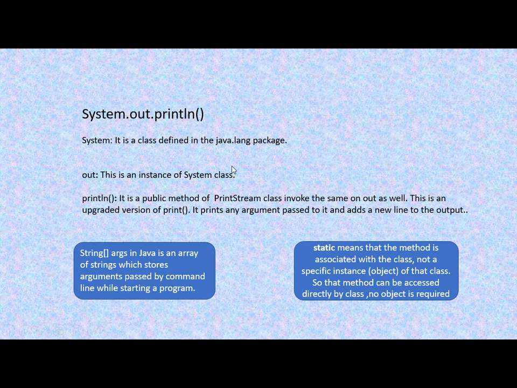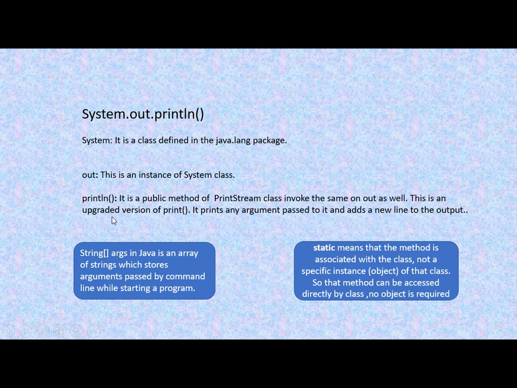To understand in detail about System.out.println, then String args and static, I have prepared some notes which you can go through. System is a class defined in the java.lang package. I will create a separate video for packages, which I told in the previous video also. Then the next one is out. This is an instance of the System class. Instance means object of the System class. And then we have println. This is a method of the PrintStream class.